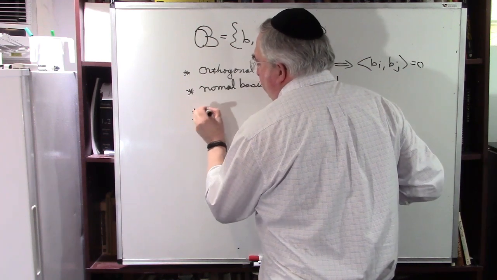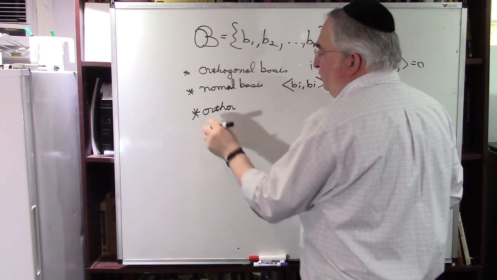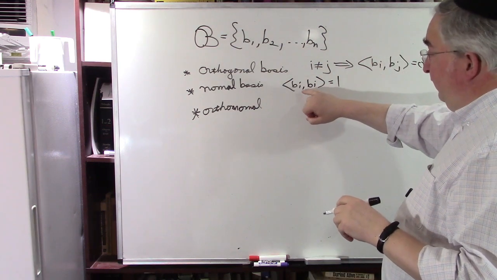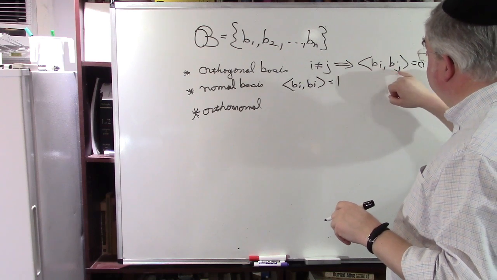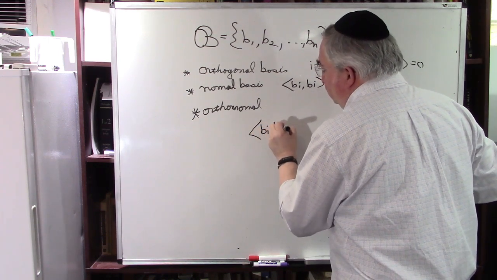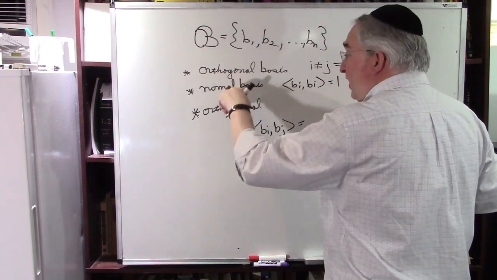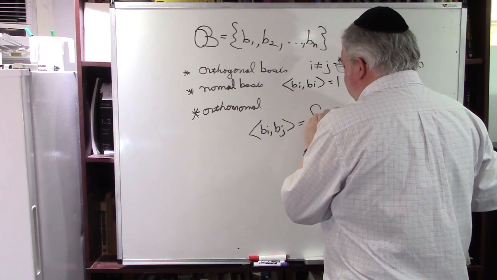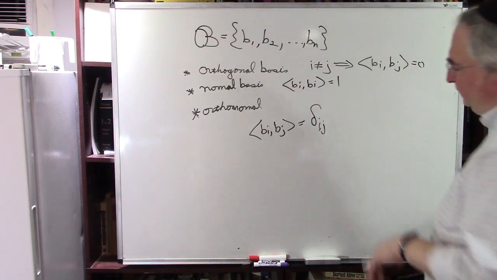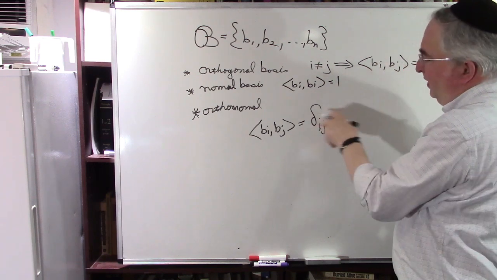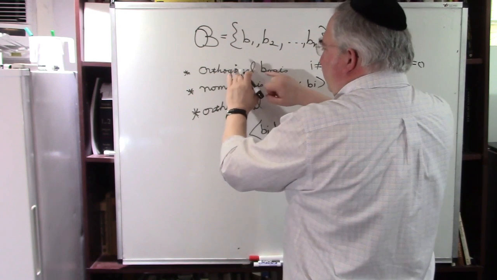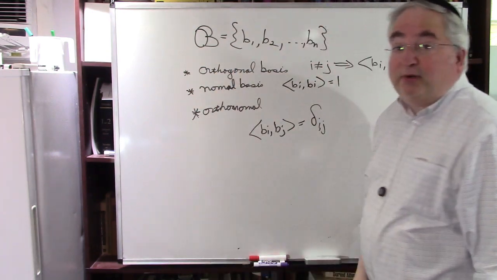Then there's an orthonormal basis, which combines these two. Basically it says if i is equal to j, then it's equal to 1, and if i is not equal to j, then it's equal to 0. The way you write that is <b_i, b_j> is equal to, since it's both orthogonal and normal, delta i,j, where this is the Kronecker delta. This is equal to 1 or 0, depending on whether they're equal or not. Again, you have a basis. These are nice bases. This has all the nice properties you want.